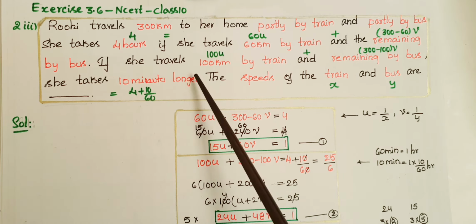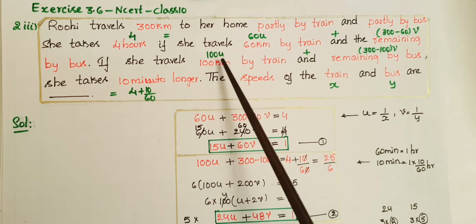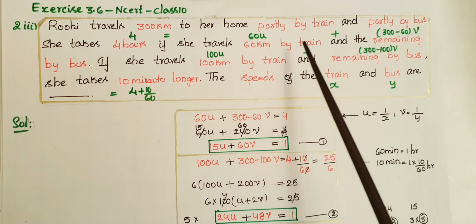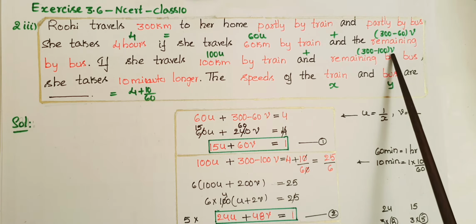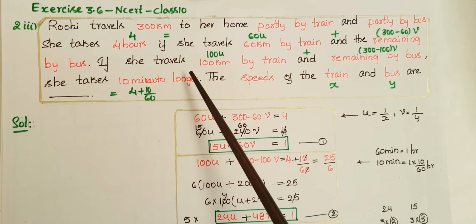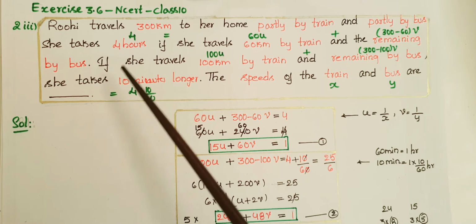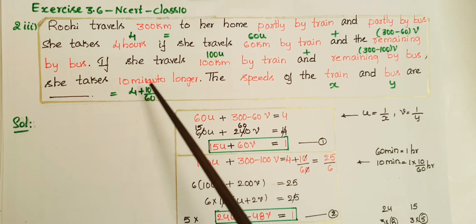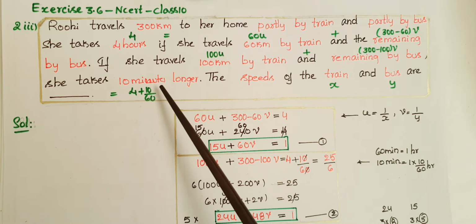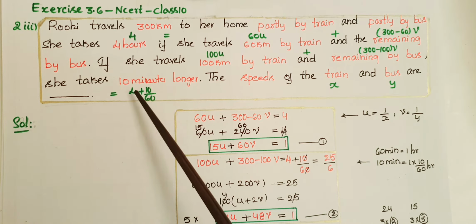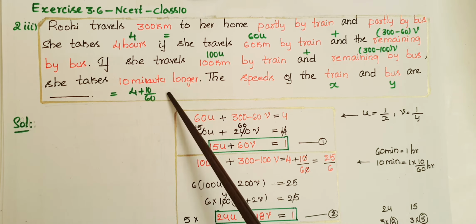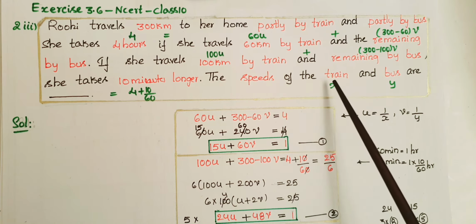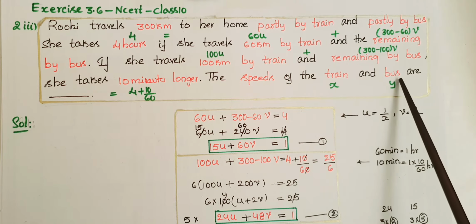And in the next case, if she travels 100 kilometers by train, so 100u plus remaining by bus, so 300 minus 100 into v. She takes 10 minutes longer, so here it includes 4 hours plus 10 minutes. This is in hours and this is in minutes. So 60 minutes is 1 hour, so 10 minutes is 10 by 60. So 4 plus 10 by 60, this is the time taken in the second case. So we have to find the speed of the train, that is x, and the speed of the bus, that is y.